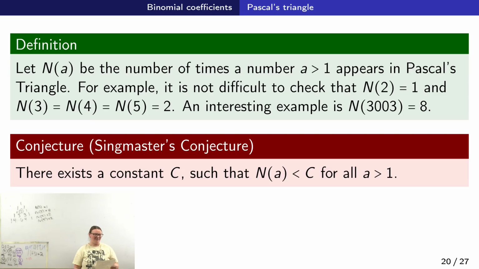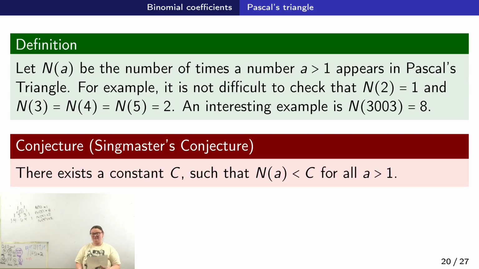At least twice. I think it's at least twice, yeah. 6 appears 3 times, that's pretty cool. And in fact, every central binomial coefficient appears 3 times except for 1 and 2.